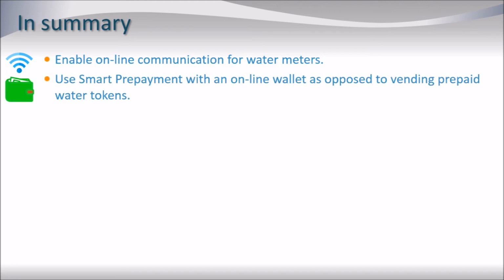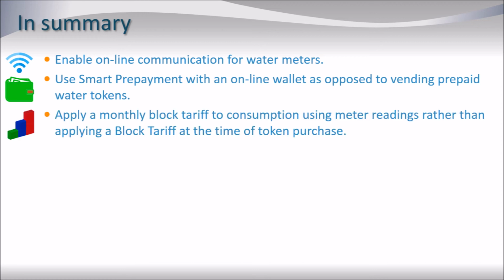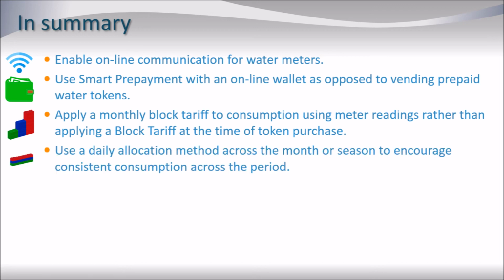So in summary, the secret to smart water is enable online communication for water meters, even if it's partly online. Use smart prepayment with an online wallet as opposed to vending prepaid water tokens. Apply a monthly block tariff to consumption using meter readings rather than applying a block tariff at the time of token purchase, and then use a daily allocation method across the month or season to encourage consistent consumption across the period.